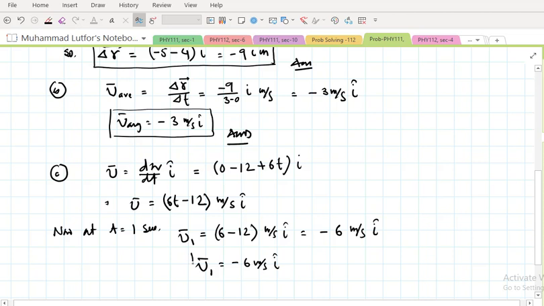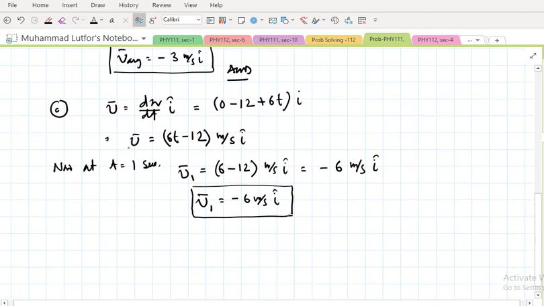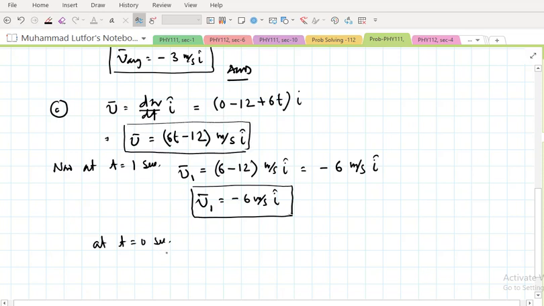What about at t equal to 0 second, what would be that velocity? Because I have to find out whether it is increasing or decreasing, right? So we can find out at t equal to 0 second, I just put the value t equal to 0 into that equation. If I do that, then I find v naught would be minus 12 meter per second i hat, right?